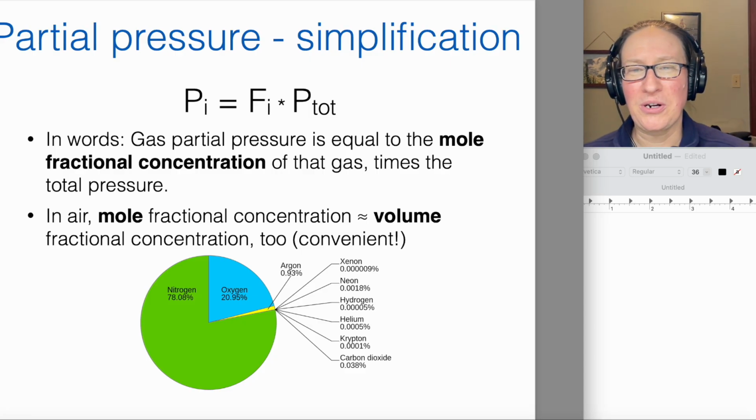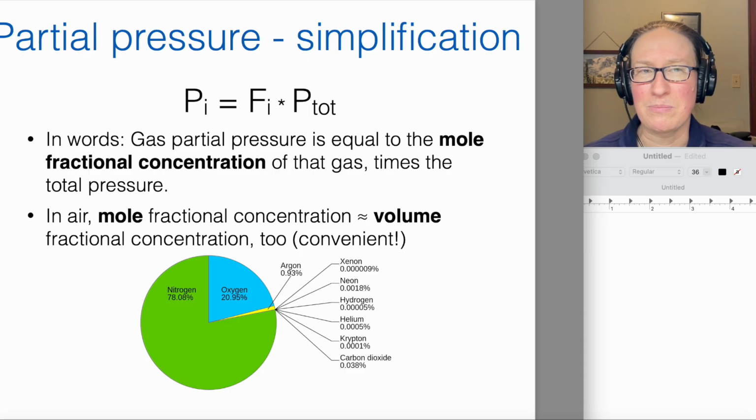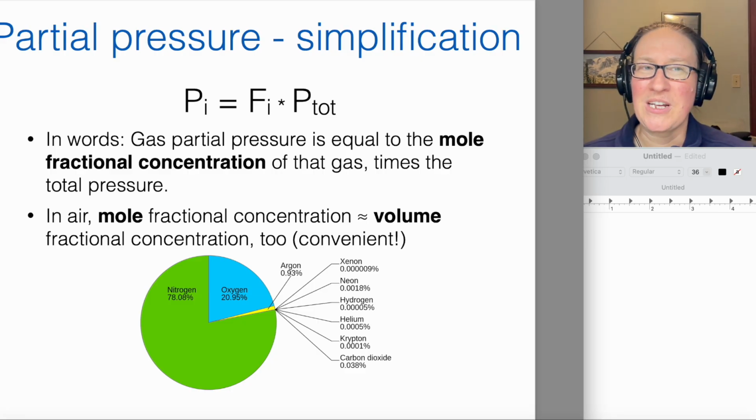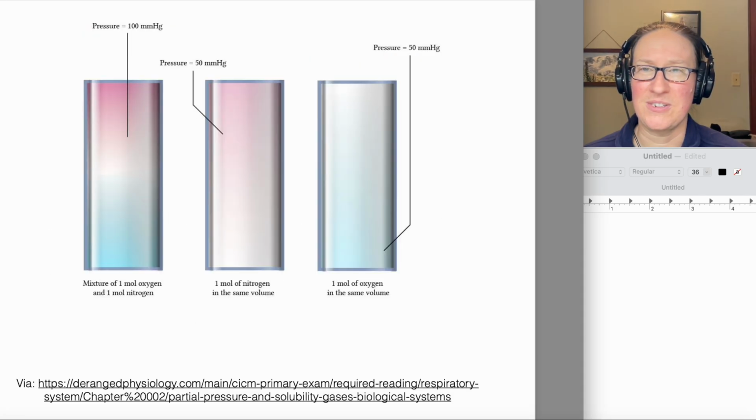One of the more important summary points is that if you know the entire pressure in an area and the fraction of the air that is composed of that gas, you can just multiply the total pressure times the fractional concentration to get the partial pressure of that gas. So we did that to figure out the partial pressure of oxygen at sea level. In 1 atmosphere, it's going to be 0.2095 multiplied by 1 atmosphere, or 0.2095 atmospheres.